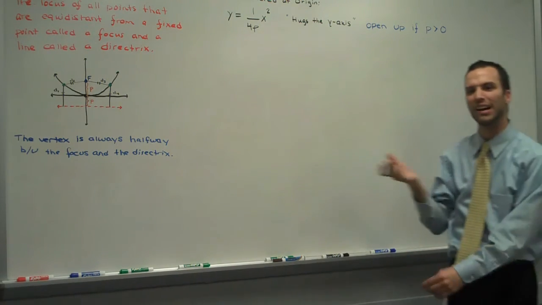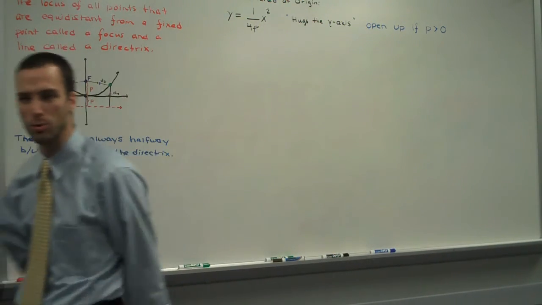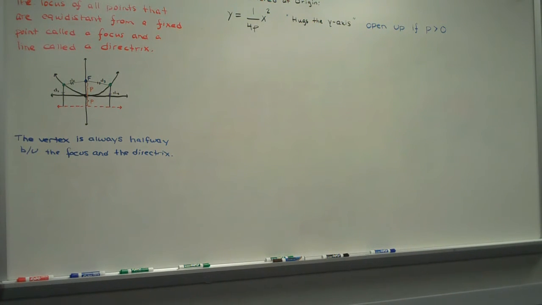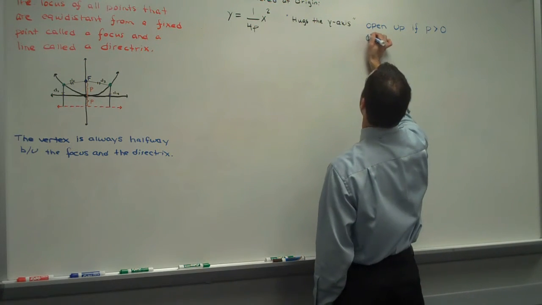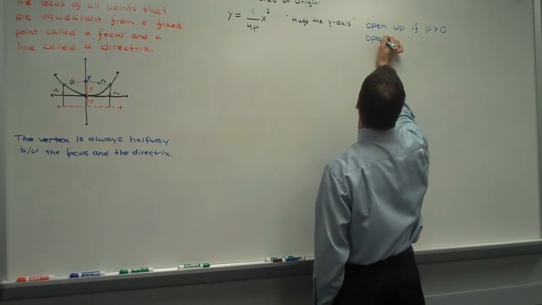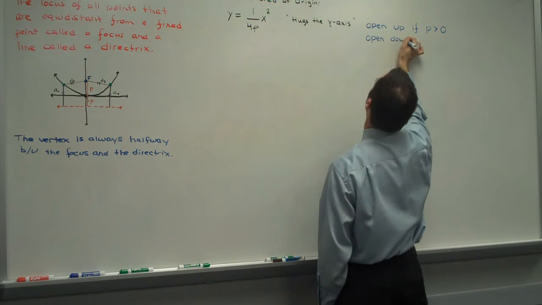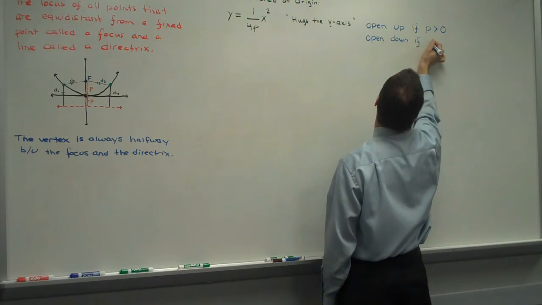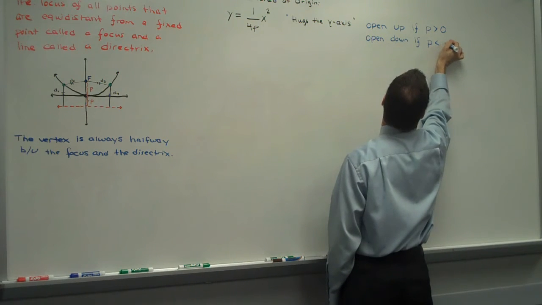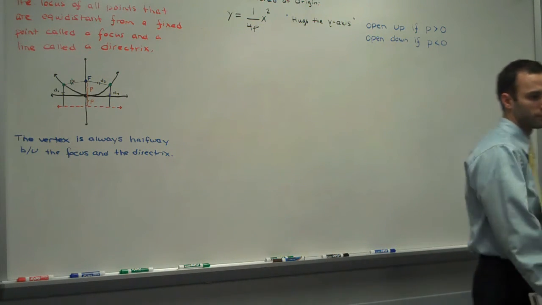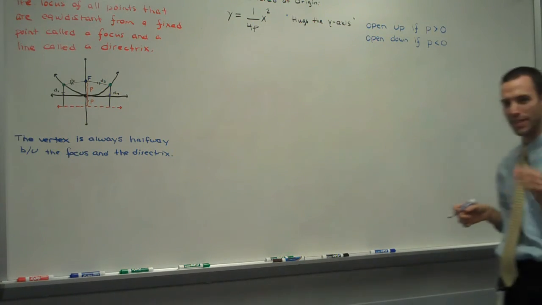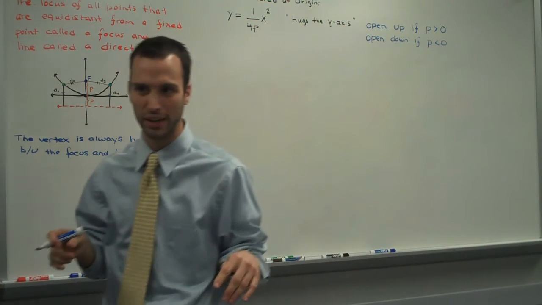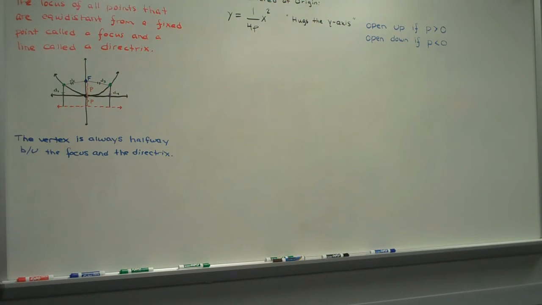I mean, think of just a line. The line y equals 2x versus the line y equals negative 2x. One goes down, one goes up. So, shocking, it's going to open down, or you could say frown or whatever you want, if P is less than 0.